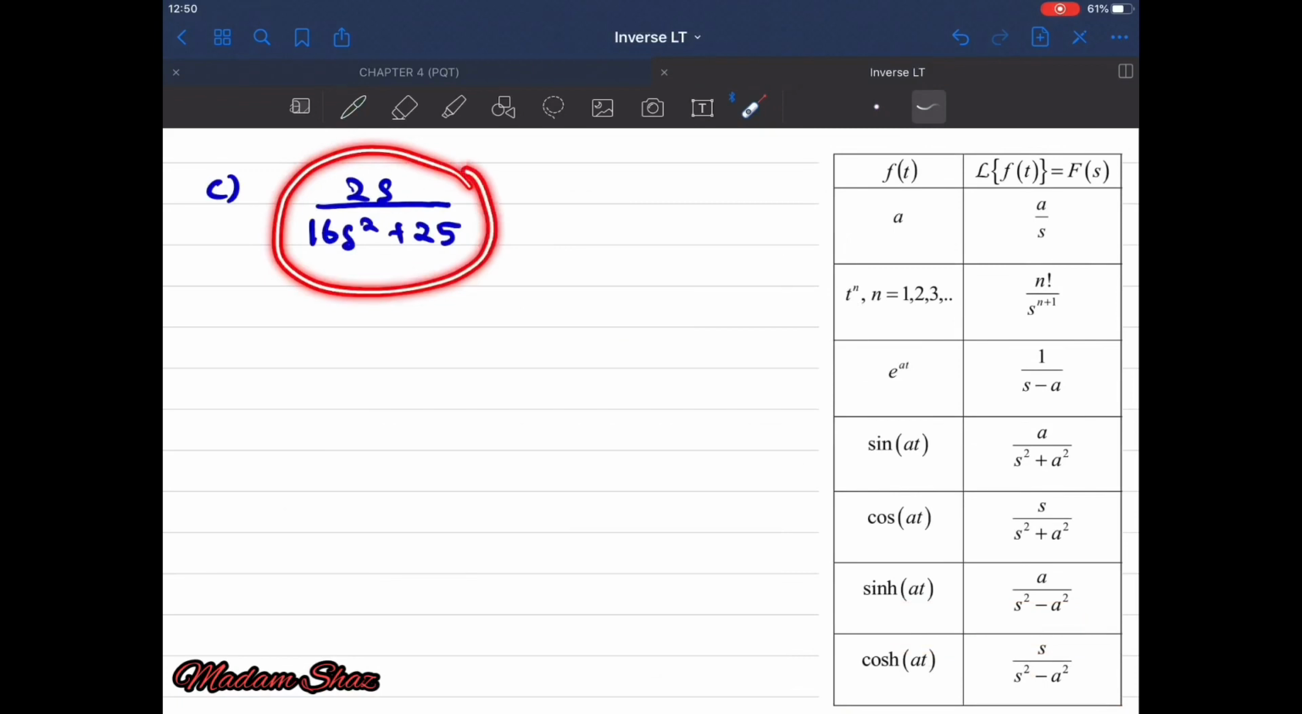So we have 2s over 16s square plus 25. If you notice here, there is no symbol or notation for the Laplace inverse. So you have to write the notation for the Laplace inverse and a curly bracket for the whole thing. So write Laplace inverse, curly bracket.